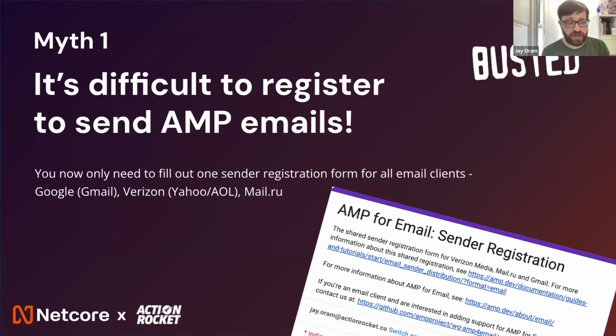Whereas now there's one form, and we'll share the link in the chat to that form, or you can just search for it and fill it out. You send an email to the email addresses on there for the different email clients, and then you get a result back pretty quick. We've had people sign up and within 2 or 3 weeks, they're registered and ready to go. It's just so much easier now to sign up than it ever was before. You just need an example AMP email that will work, then fill out this one registration form and you're done.